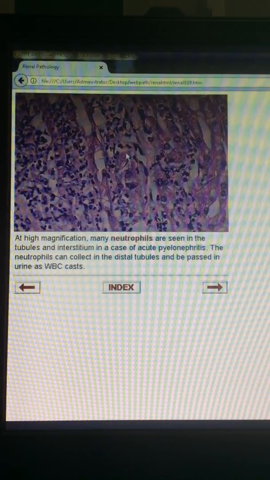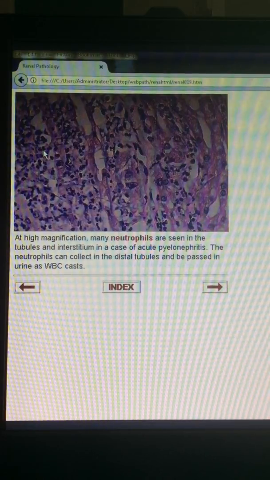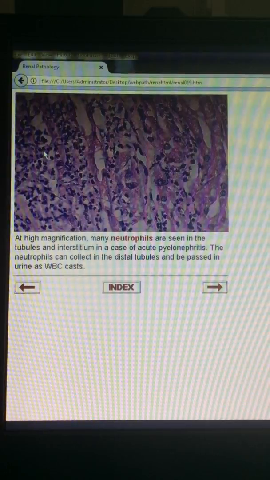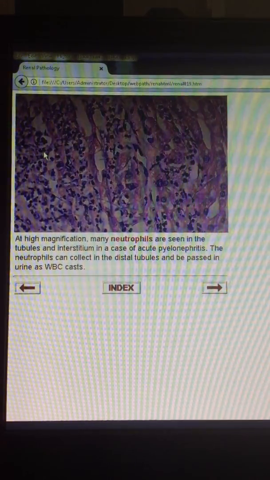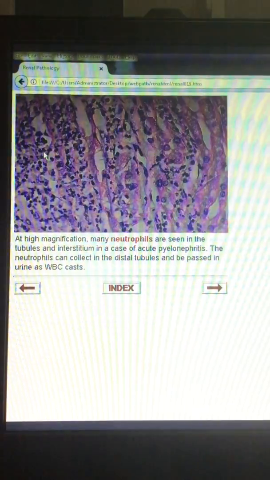Higher magnification of the previous picture, again, acute inflammation or acute neutrophils filling the tubules and in the interstitium. So again, neutrophils, acute pyelonephritis. If these neutrophils involve or go into the distal tubules, the patient will be presenting with WBC.